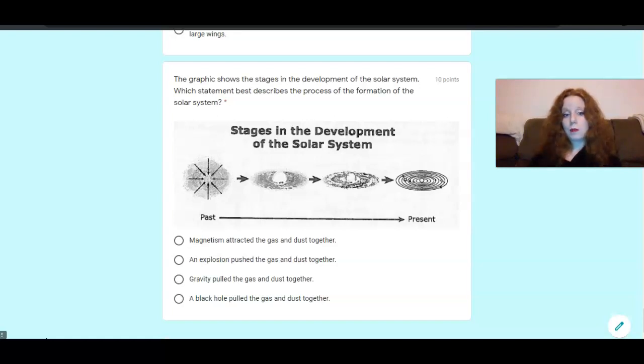See, gravity pulled the gas and dust together. Like the way that sounds. That sounds very logical and very correct. And the last one, a black hole pulled the gas and dust together. Well, no.